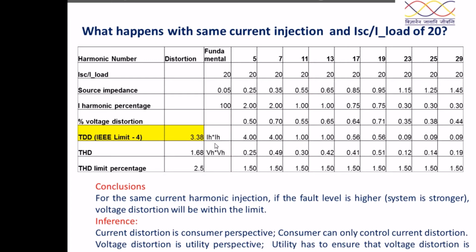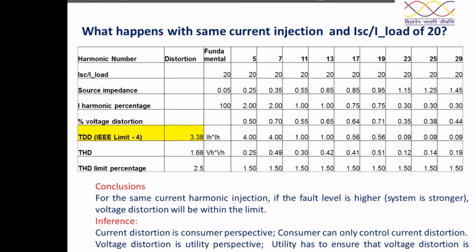What happens to the THD? That is 1.68. The TDD, the total demand distortion, remains the same at 3.38, but the acceptable limit is 4. Because the acceptable limit is 4 and it is computed at 3.38, this system is acceptable. To conclude, for the same current harmonic injection, if the fault level is higher, that is, the system is stronger, voltage distortion will be within the limit.